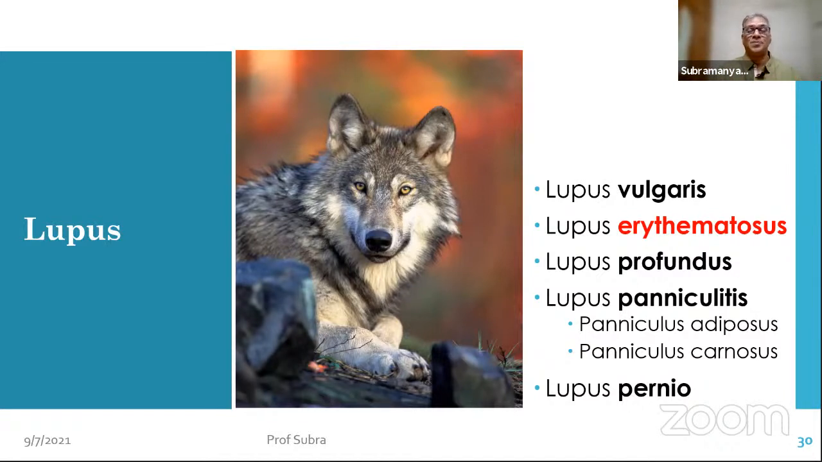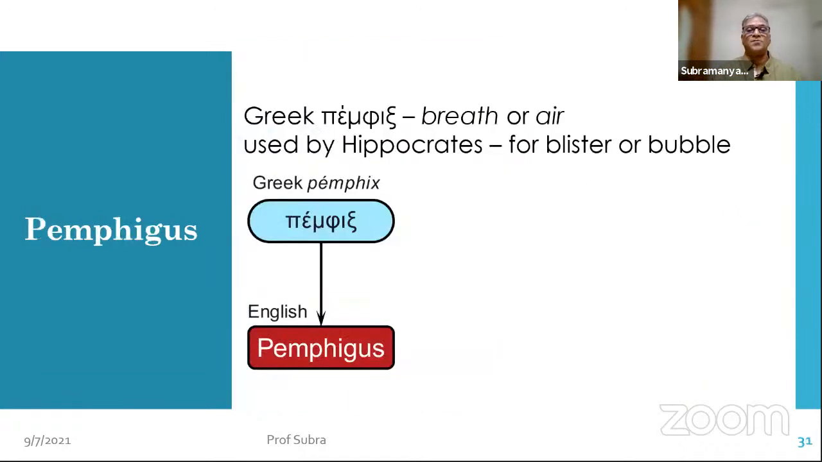Of course, the term vulgaris makes us remember another disease, pemphigus vulgaris. Vulgaris is nothing to do with vulgar. Of course, when you use the term vulgar, it means something very bad. If you use bad words, he is using vulgar words. But actually, the term vulgar or vulgaris means common. So, of all the different varieties of pemphigus, this variety is more common than the others. So that's why it's called pemphigus vulgaris, not because it is seen in individuals who have vulgar behavior.